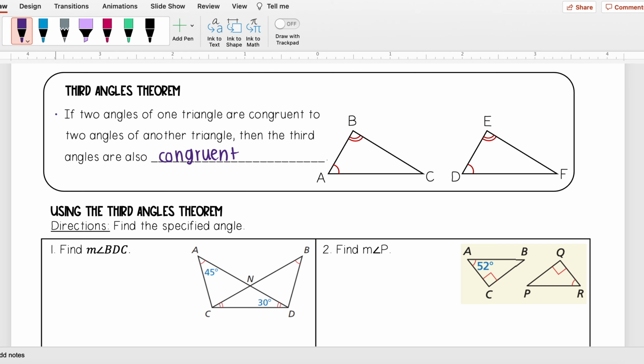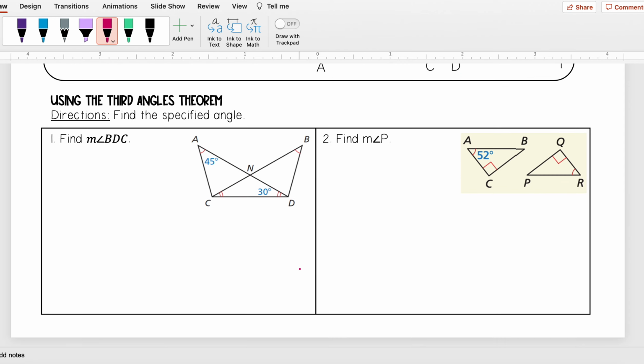So we can use this when we're starting to prove things, in that if we have two angles congruent to two angles in another triangle, we can automatically then say by the third angles theorem that those third angles are congruent. So one way you can say this is angle A is congruent to angle D, and angle B is congruent to angle E. Then angle C is congruent to angle F. So let's look at some examples of using this third angles theorem.